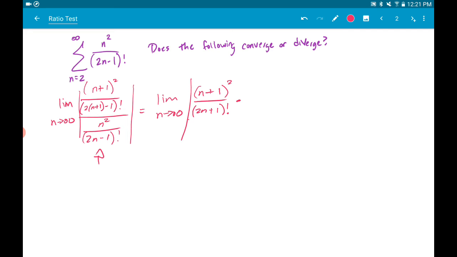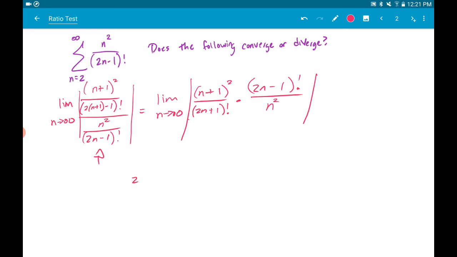And then I'm going to keep, I'm going to multiply by the reciprocal. So I'm going to have a 2n minus 1 factorial over n squared. All right, so now we're getting somewhere. So I'm going to try to combine some of this stuff, particularly the factorials.